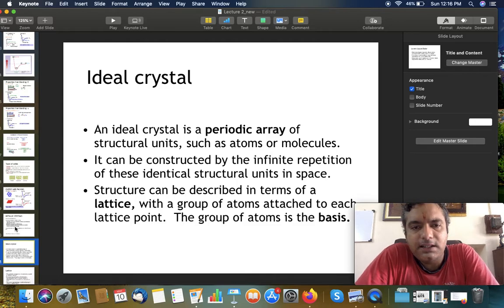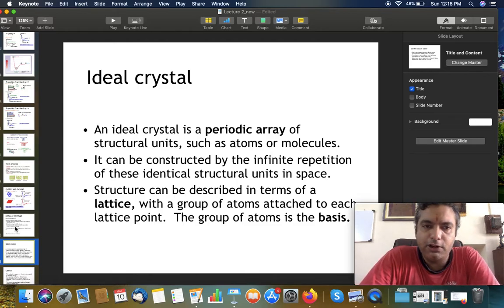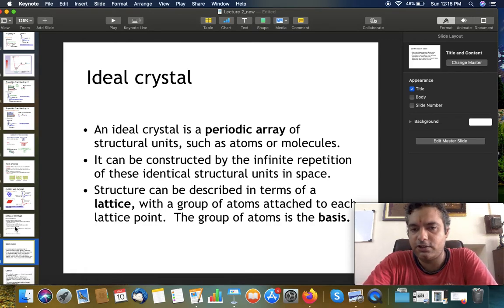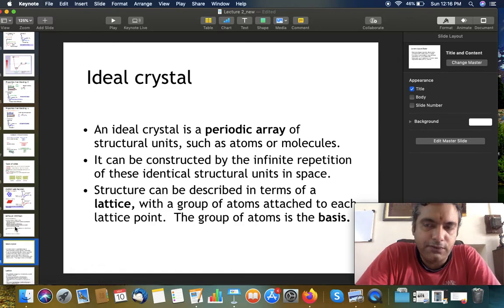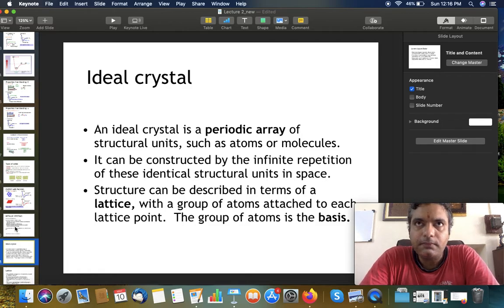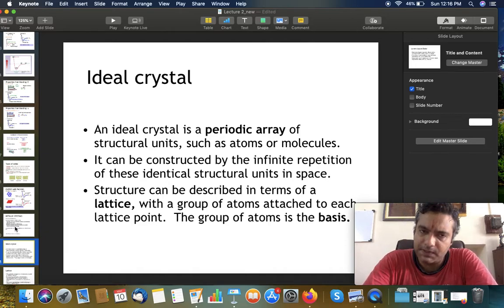So, what exactly is an ideal crystal? An ideal crystal is a periodic array of structural units, a repetitive unit such as atoms or molecules. It can be constructed by infinite repetition of these identical structural units in any given space. The structures can be described in terms of a lattice. This is the most important concept which we are coming to. A lattice is a very small repetitive unit of a crystal structure, and the group of atoms that forms the lattice is called a basis.